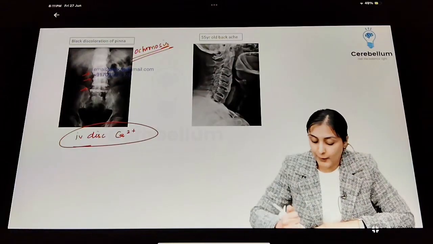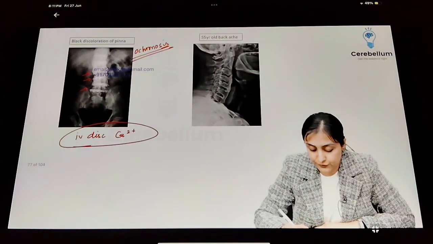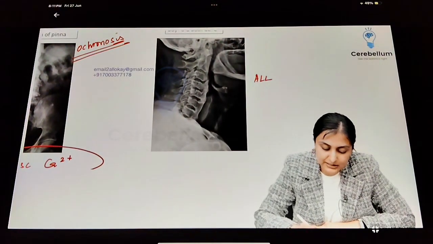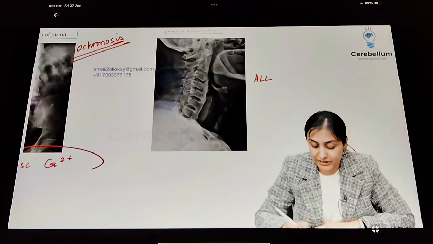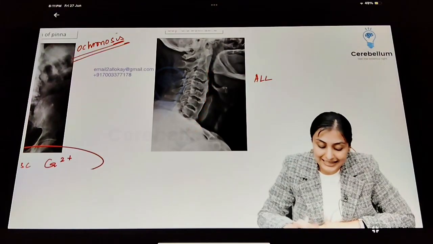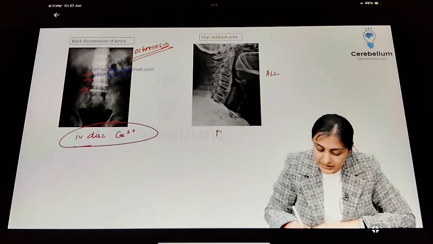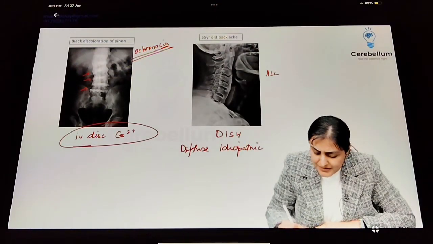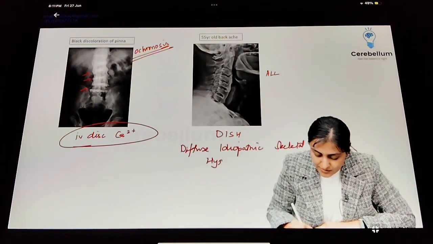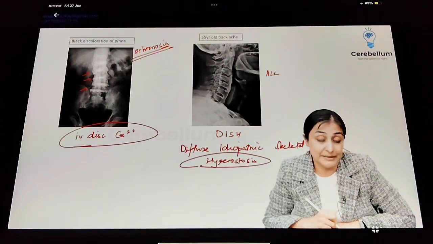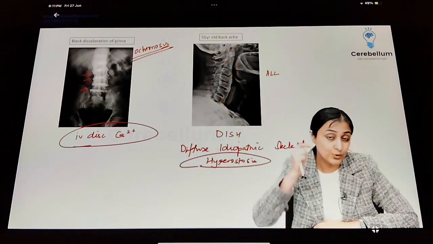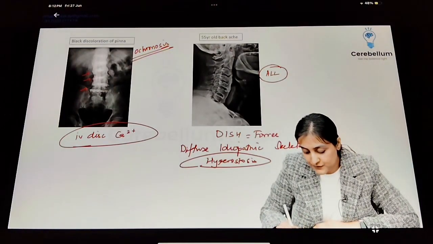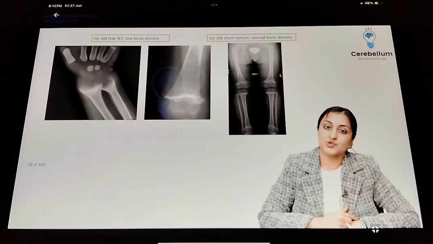So that's ochronosis. On the other hand, if you see a spine with flowing ossification along the anterior longitudinal ligament, the ligament connecting the anterior part of the vertebral bodies, with new bone formation in an old patient more than 50 years, this is what we call DISH. DISH stands for diffuse idiopathic skeletal hyperostosis. The only useful word here is hyperostosis. New bone formation like flowing candle wax along the anterior longitudinal ligament in an old person is DISH. This is also called Forestier's disease. So this is what we need to know.